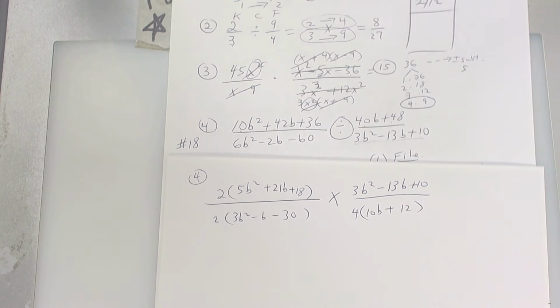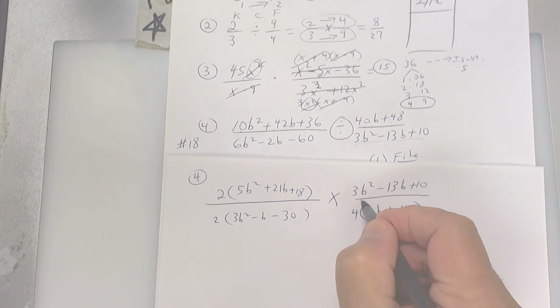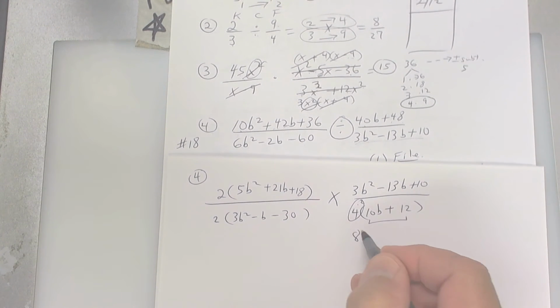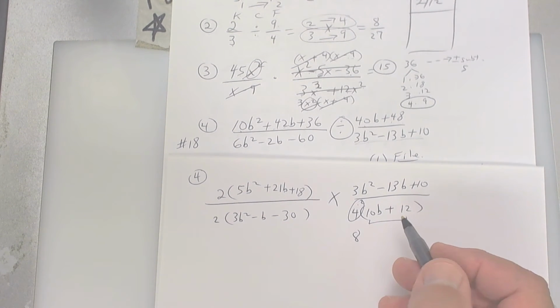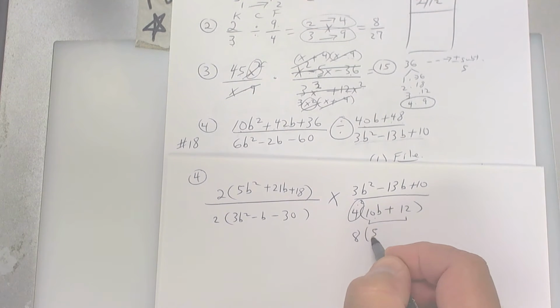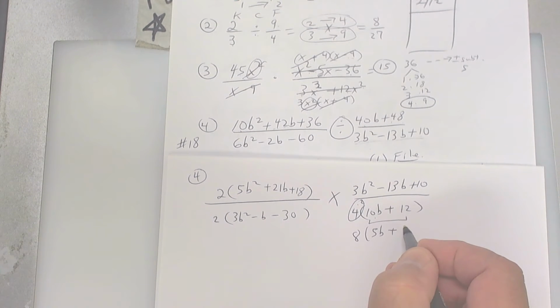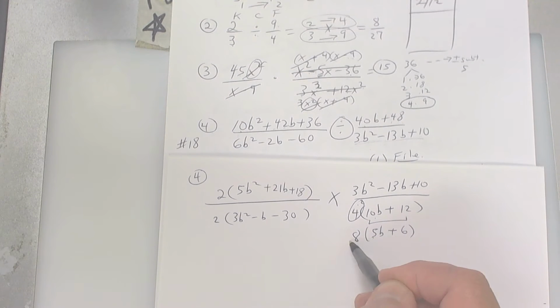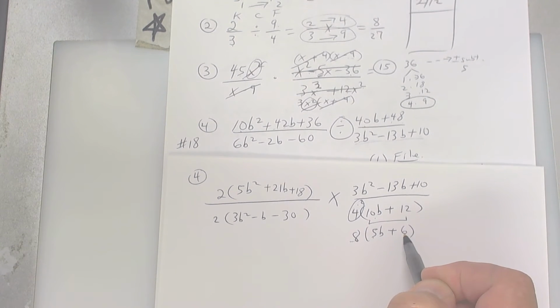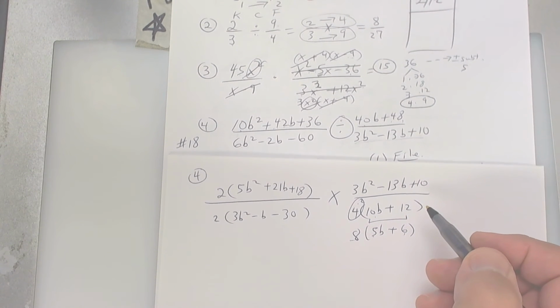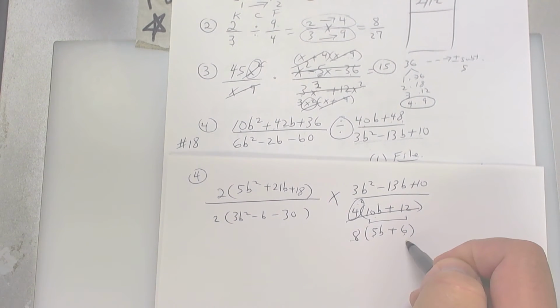It looks like we could have taken out another 2 here. So if you take a 2 out, that's actually 8. So we should have taken an 8 out. All right, so let's take a 2 out of that. So that's 5b plus 6. 40, and 6 times 8 is 48. Okay, so that's how that factors right here. And remember, you had to flip it. Okay, so there we go.